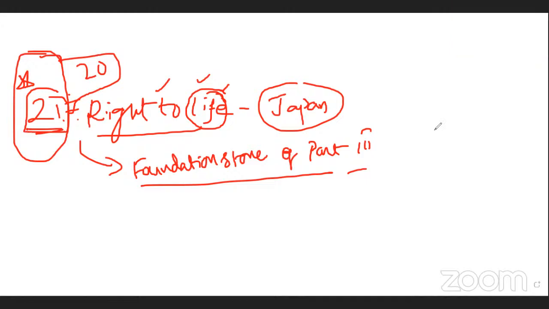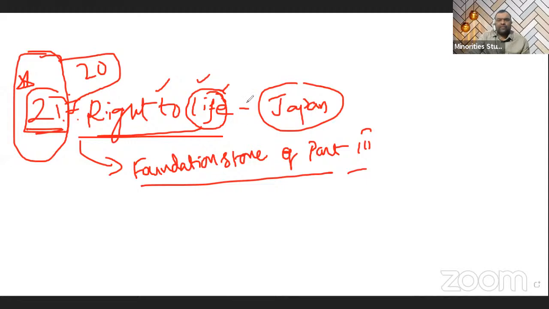Okay, what does this article talk about? Right to life. It means a person should have a life. Okay, what is the definition of right to life? Everything we are going to discuss in this class. This is a very, very important article.